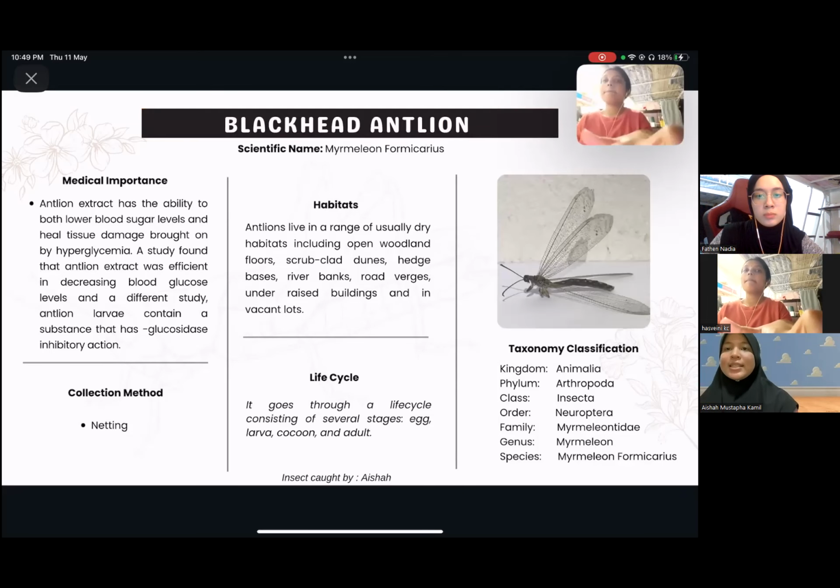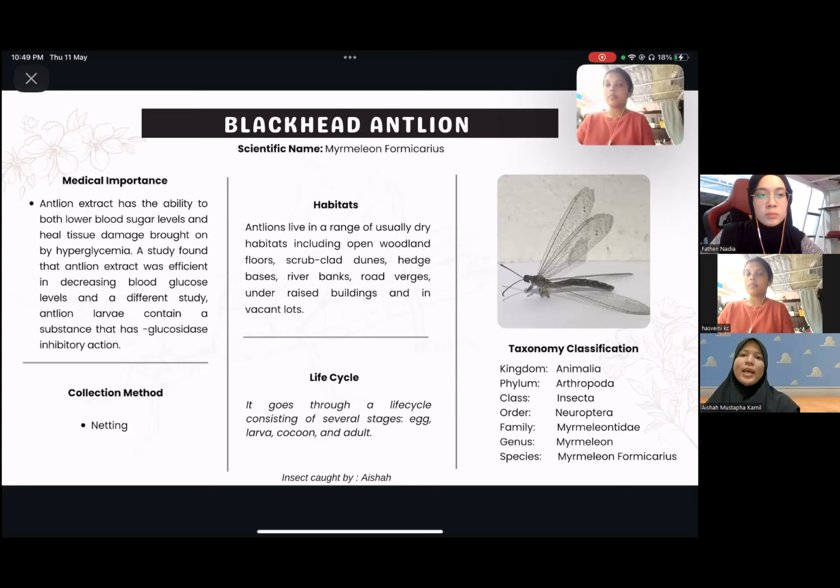So the next insect is the black-head antlion. The scientific name is Myrmeleon formicarius. The medical importance of the black-head antlion is that the antlion extract has the ability to both lower blood sugar levels and heal tissue damage brought on by hyperglycemia.